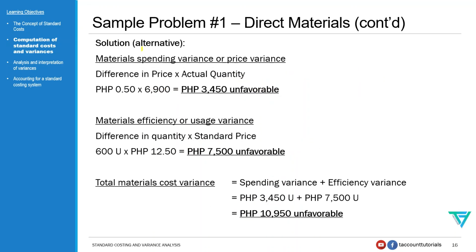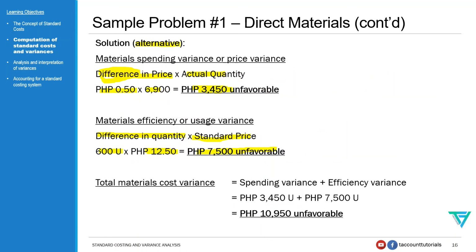Alright, so for this slide, we are just presenting an alternative presentation for our solution. Again, as mentioned earlier, we might as well get the difference in the price for the material spending variance or the price variance. Get the difference in the price, multiply by the actual quantity. It would give us the same variance here, 3,450. And then for the materials efficiency or usage variance, we might as well get the difference in the quantity multiplied by the standard price, right? So 600 units multiplied by 12.5, 7,500 unfavorable.